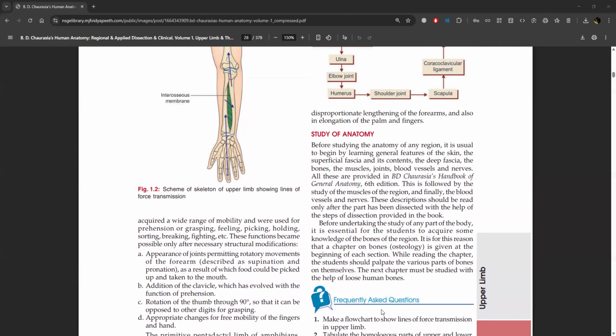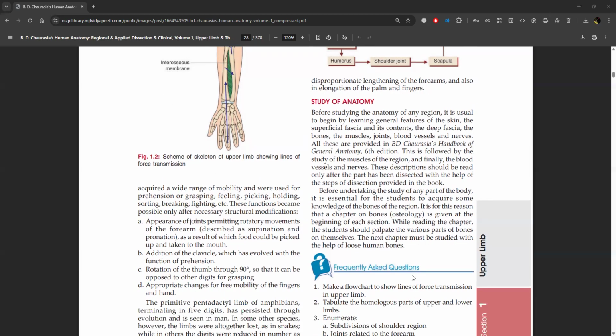Study of anatomy. Before studying the anatomy of any region, it is usual to begin by learning general features of the skin, the superficial fascia and its contents, the deep fascia, the bones, the muscles, joints, blood vessels, and nerves. All these are provided in B.D. Chaurasia's Handbook of General Anatomy, 6th edition. This is followed by the study of the muscles of the region and finally the blood vessels and nerves.